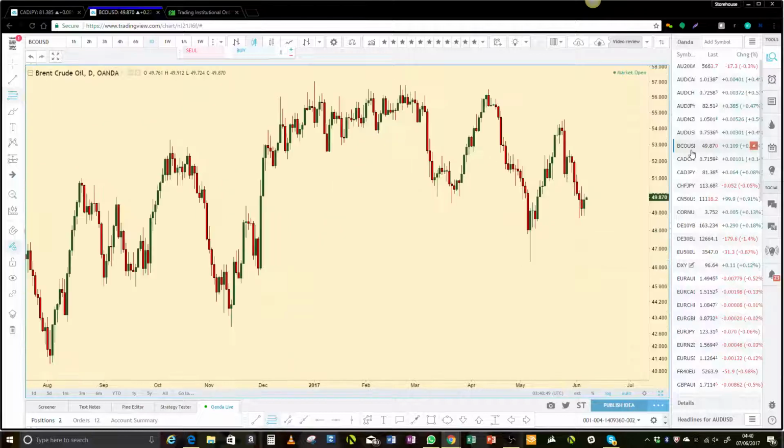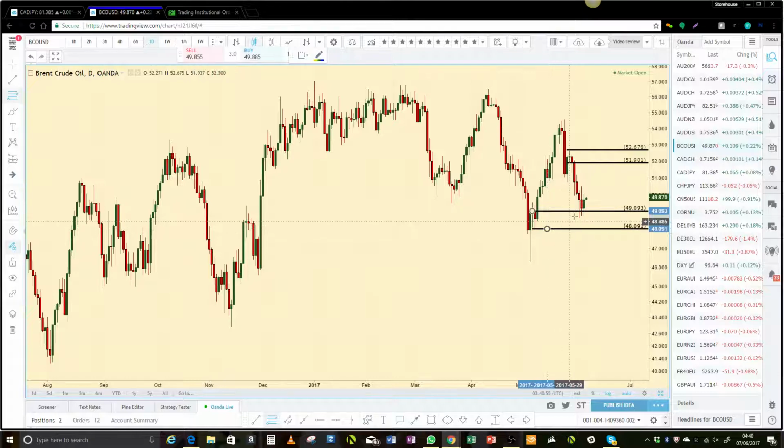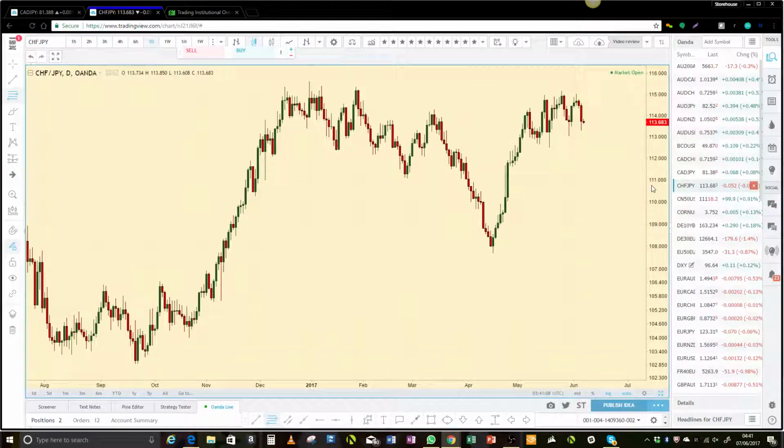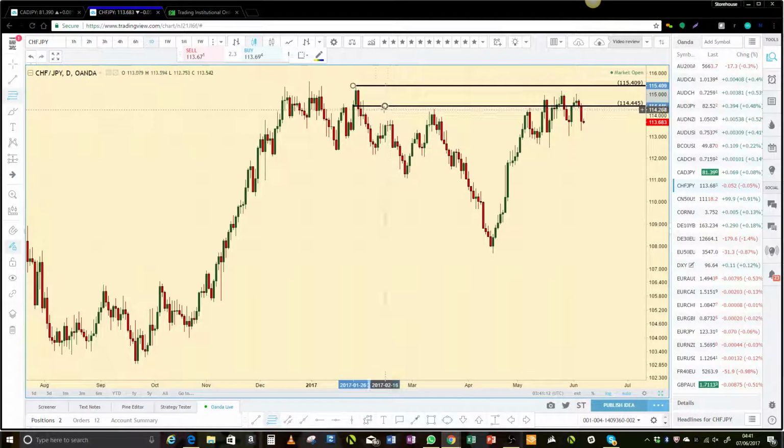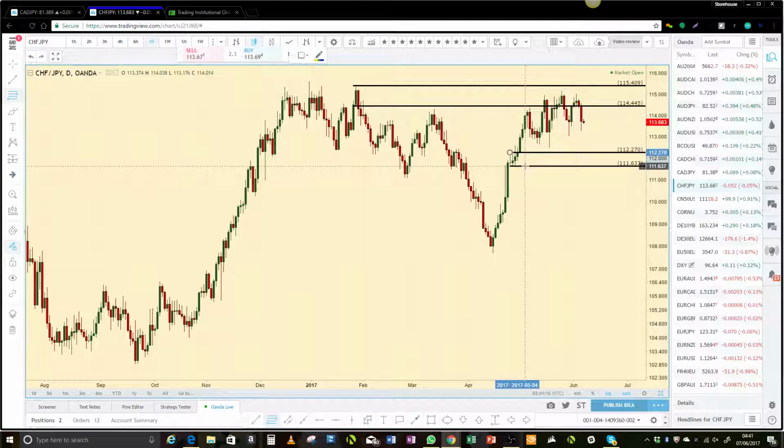Let's take a look at oil. Oil, the supply is up there. We are working off of the demand here, so day trading buys is still a possibility here, looking for opportunities to go long. Let's look at Swiss yen. This one's just been working off of this ugly supply, and we have demand down in there.